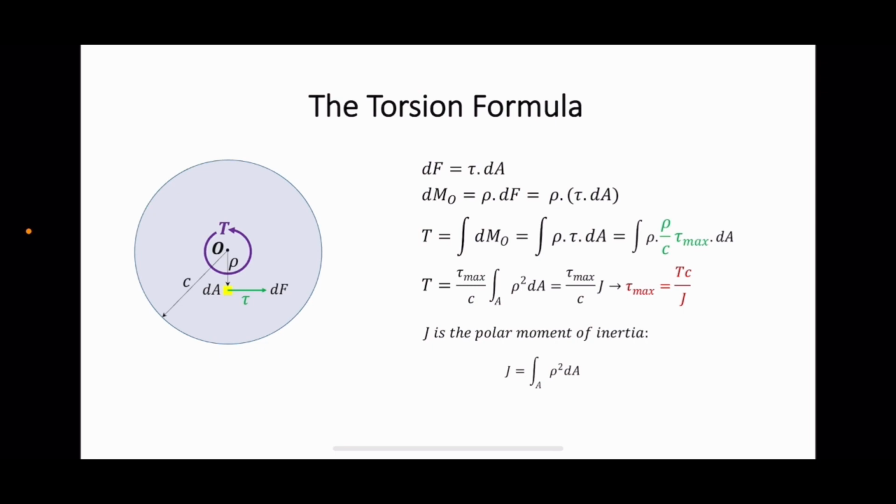Finally, after finding the maximum shear stress, we can find the shear stress at any point on the cross-section by using the following equation. As you can see, when the distance rho is zero, meaning when the point is located at the center of the cross-section, the shear stress at that point will be zero.